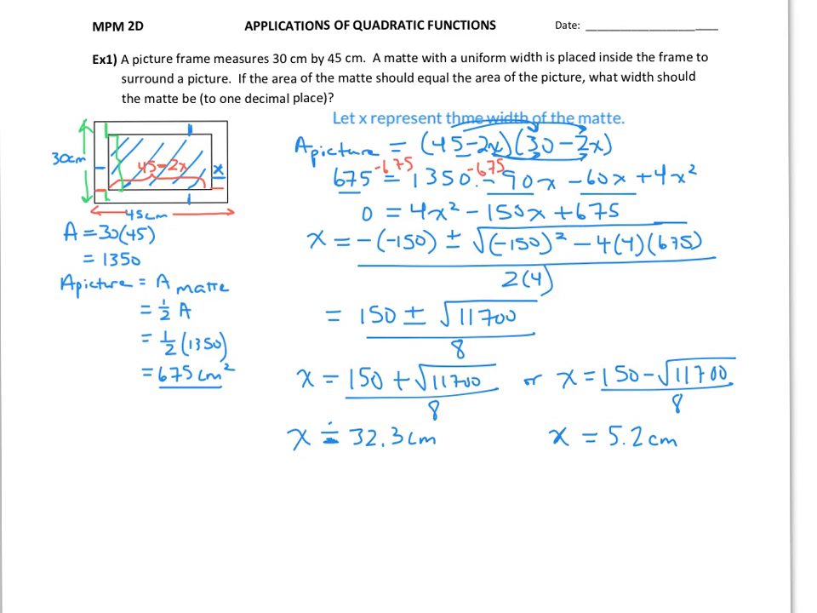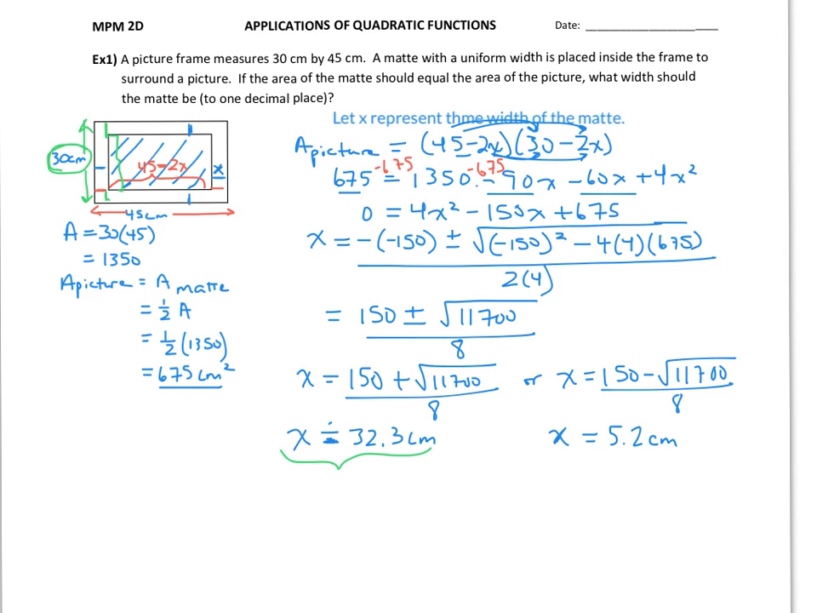If I think of the entire width of the picture, up here, the width of the picture was 30 centimeters. There's no way the mat can have a width that's bigger than the width of the entire frame. So this is what we call an extraneous root. It's an extra answer that we got that does not fit the domain of the problem. It doesn't make sense for what our values of x could be.